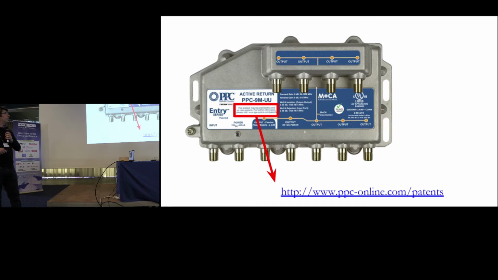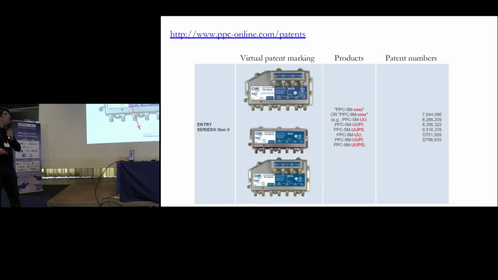An example here: you have a kind of device, a signal splitter. Here you just see it mentioned that the products may be protected by patents. There's no number of the patents, just a link to the company website, where everything is quite well organized in that case. So you have a list of the products with the virtual patent marking on it, the name of the product, and the patent numbers that apply to these products. In that case, the information is quite well organized.